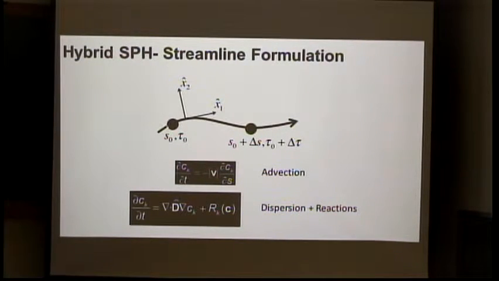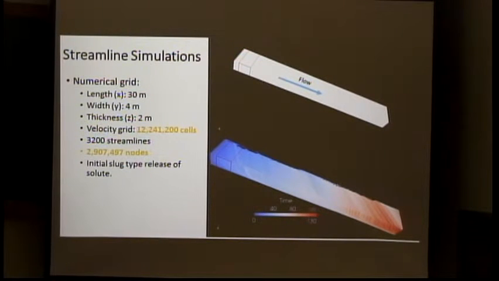When we do that, we work with a coordinate system that is oriented with the flow. So we have a grid oriented with the flow, and we use an operator splitting approach, solving two terms, one of advection and another of dispersion, and eventually reactions. We did a test problem with these dimensions: x, the length, 30 meters, width 4 meters, and 2 meters. To get a nice description of the velocity field, we have to use 12 million cells just for the flow field. Then we trace 3,200 streamlines.